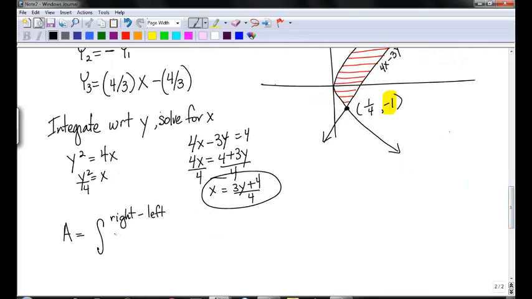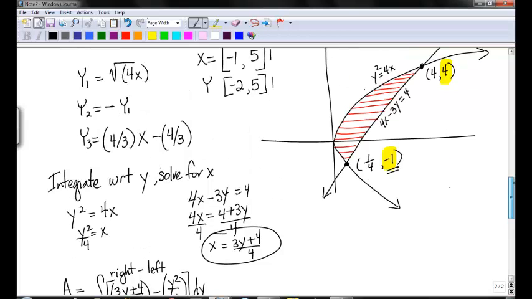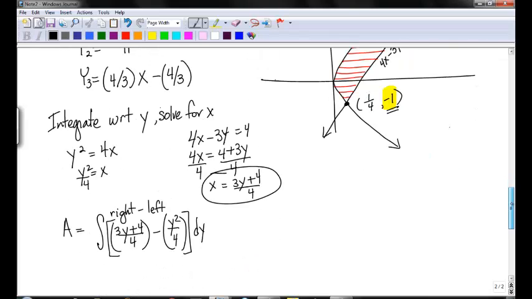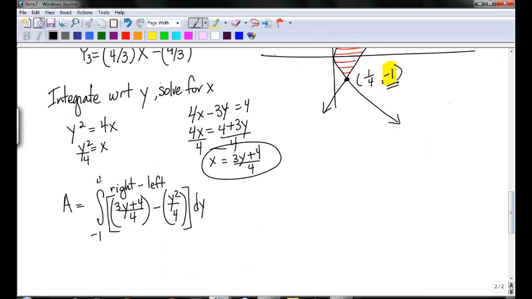So we want (3y plus 4) over 4 minus the one on the left, which is y squared over 4, and that whole thing is with respect to y, from, we're using the y values, so we're going from -1 to 4. Now, I would highlight the order makes a difference. It's the one on the right minus the one on the left.